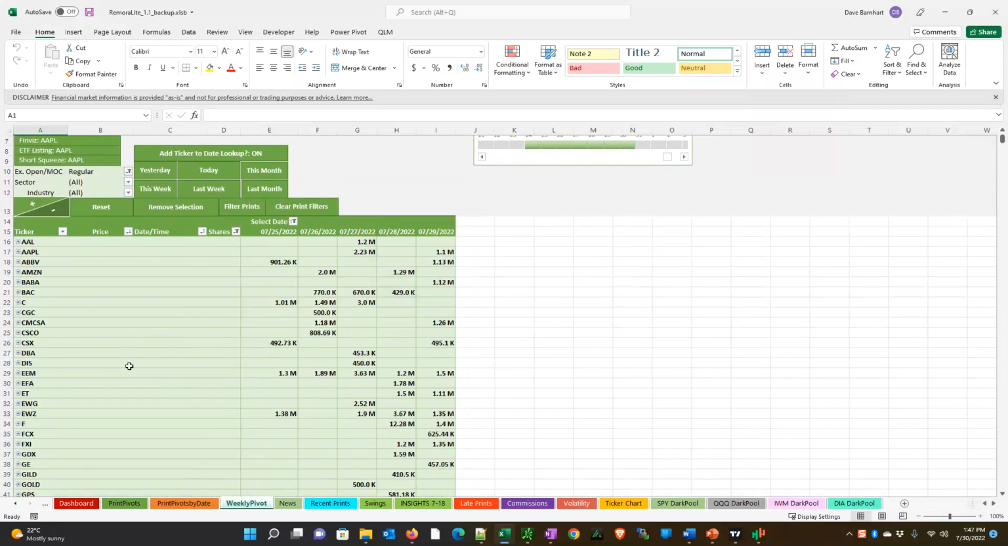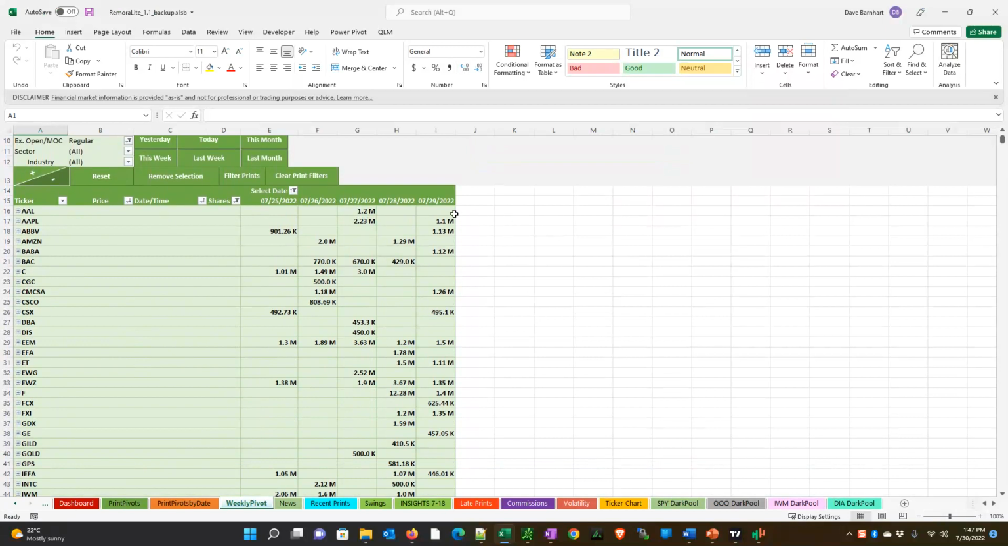Okay, so now I can see all of this. Ooh, AAL 1.2 million on Wednesday, right? That might be a setup. So remember, these prints, if you get one, even if it's 5 or 6 days later, you may not be late at all. You might be just in time to catch it. But you can see these sorts of ones that are here.